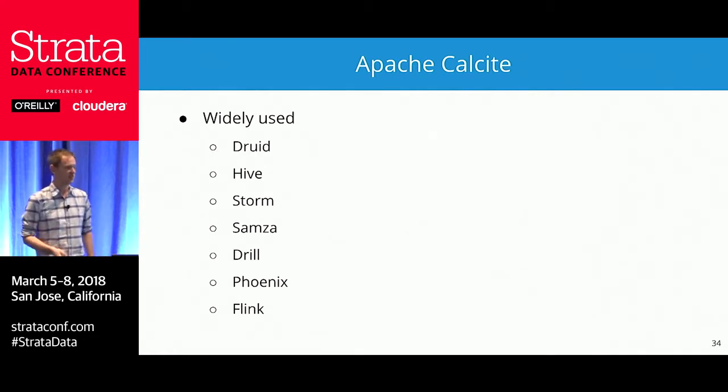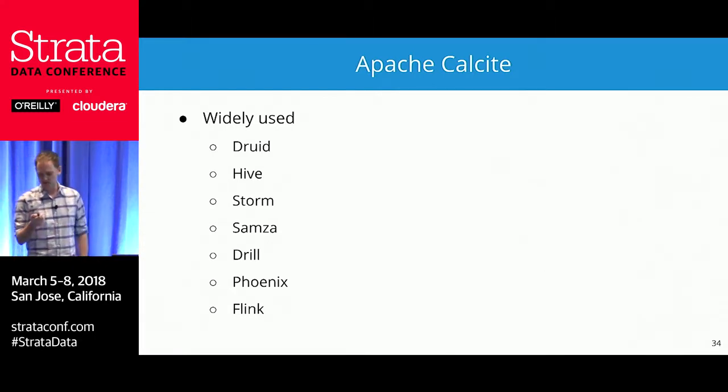It's very widely used. So Druid uses it now. It's also used in Apache Hive, Storm, Samza, Drill, Phoenix, and Flink, and a bunch of other projects too. From what I've seen, its adoption's really started to skyrocket in the past couple of years because it's a super useful way to add SQL support to something that didn't support SQL before.